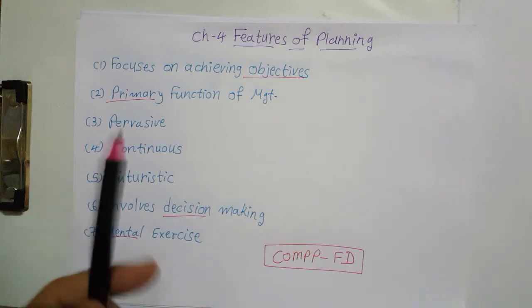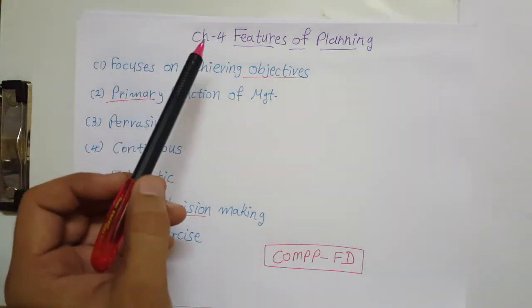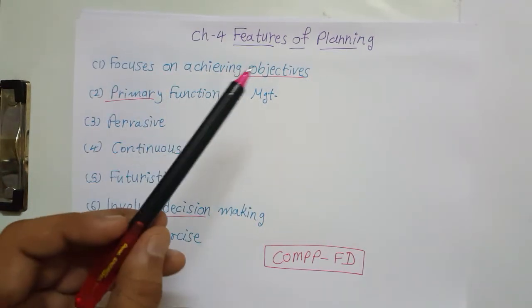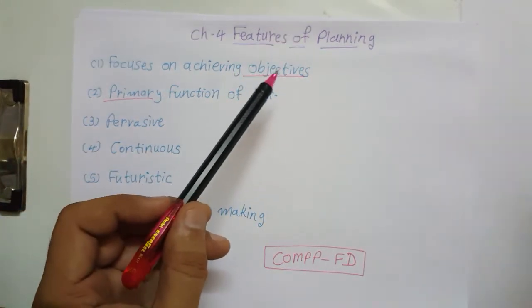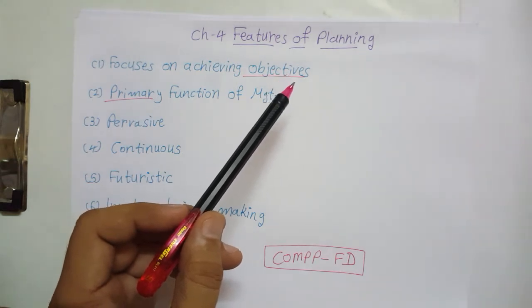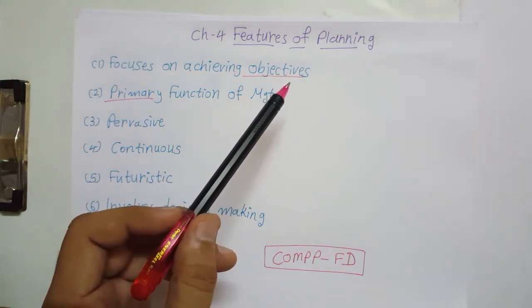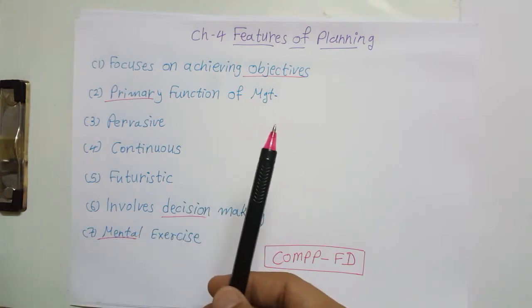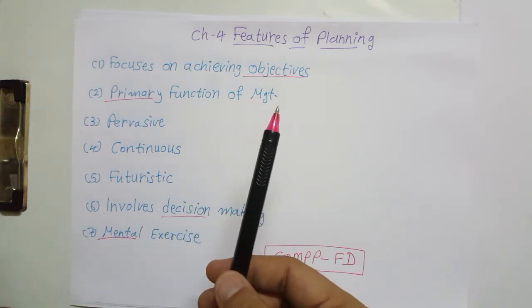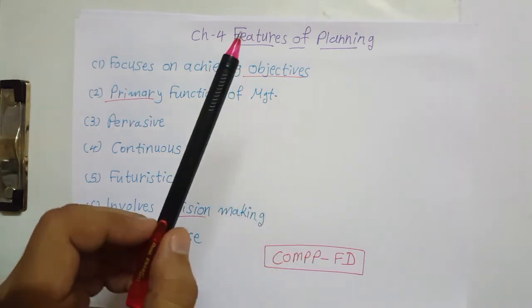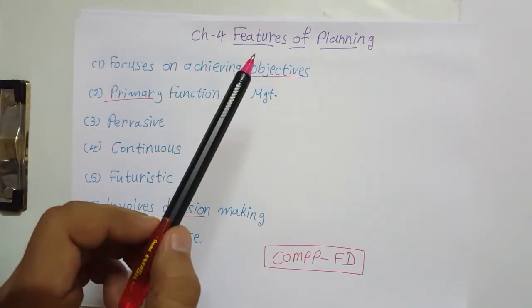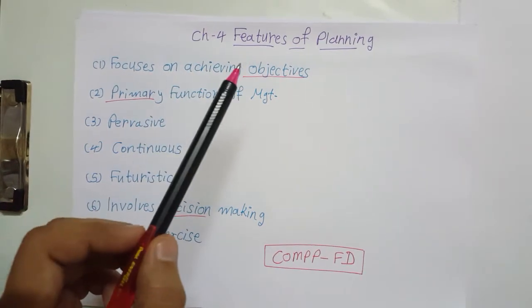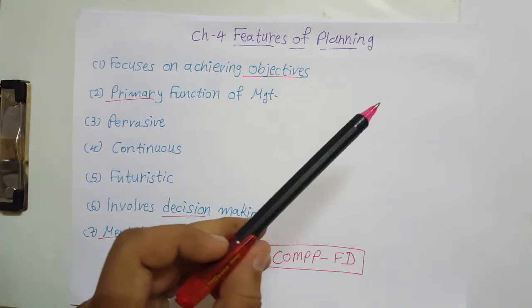Today we are going to discuss the next topic of this chapter, that is features of planning. In features of planning we have already seen what the meaning of planning is. Planning is deciding in advance what we have to do and how we have to do it. Planning gives us answers to many questions: what we have to do, how we have to do it, where, when, and who will do it. So many questions are answered in our planning.